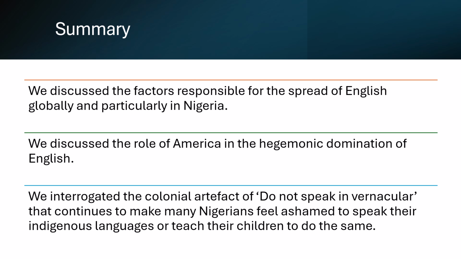Now, we discussed the factors responsible for the spread of English globally and particularly in Nigeria. So these are the things that we have discussed. We also discussed the role of America in the hegemonic domination of English.